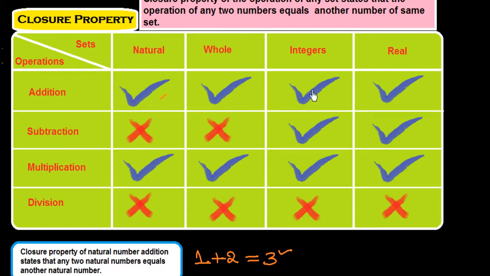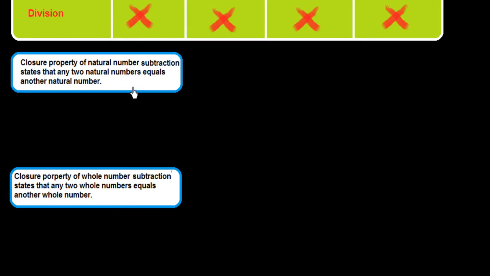Now we see subtraction. The closure property of natural number subtraction would state that any two natural numbers subtract to another natural number. Let's see whether it is correct or not. If we subtract 3 minus 2, which is 1, it is a natural number, okay. But if we subtract 2 minus 3, which is -1, that is not a natural number, so it is not closed. So this property does not hold; it is not closed here.